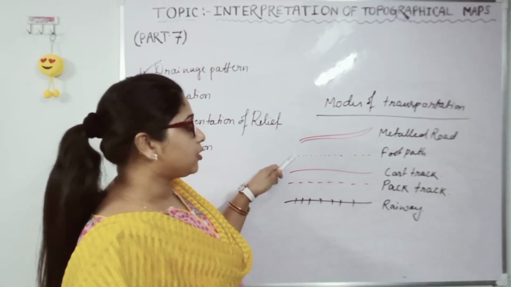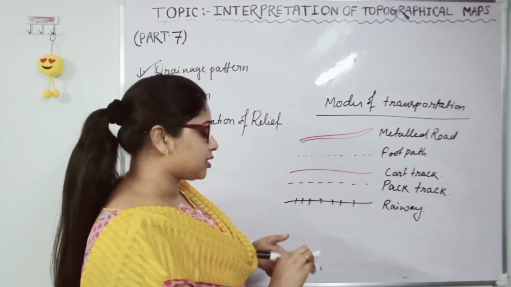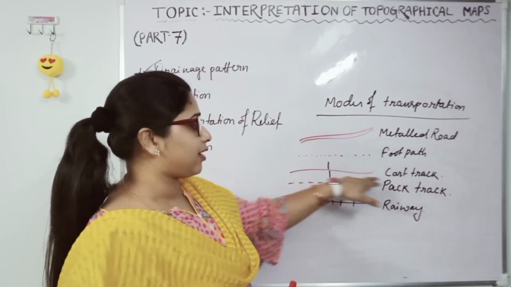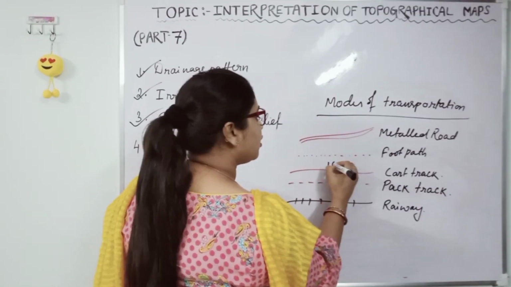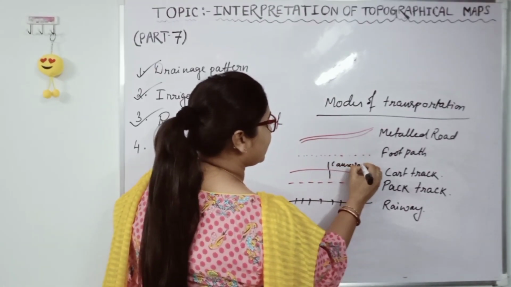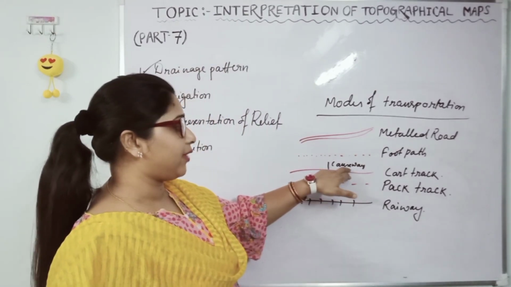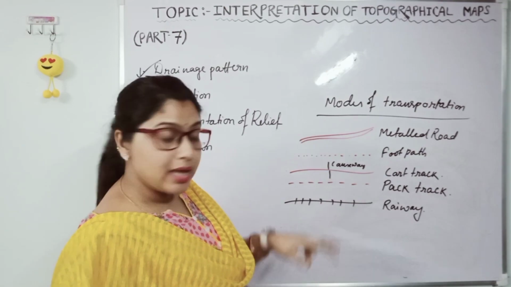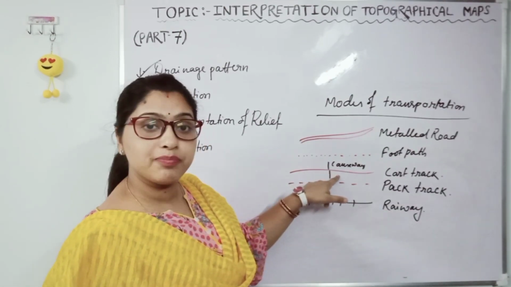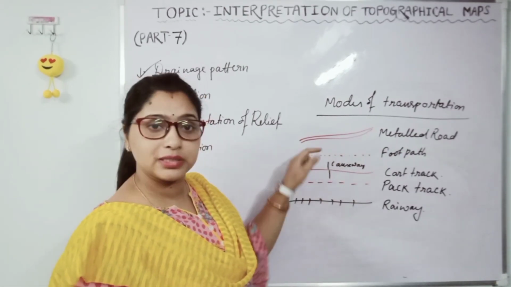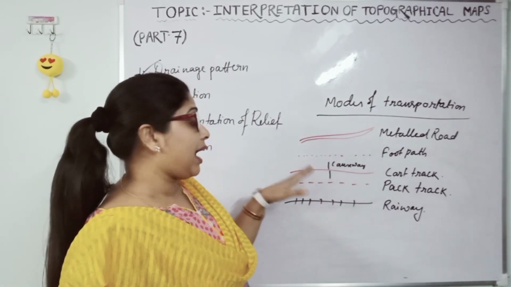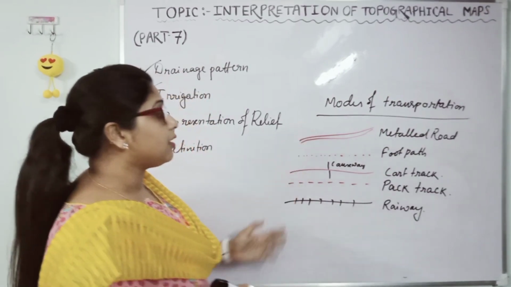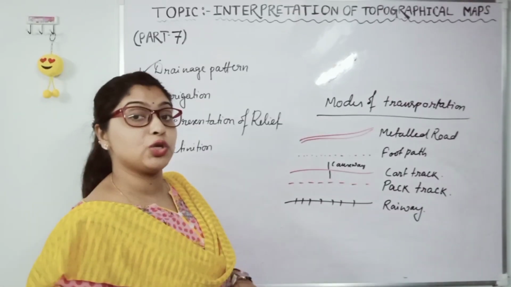Here, in this part of the cart track, you will see some dry streams, and the cart track passes over them, and it is written causeway. A causeway is a raised platform made over a dry stream. In the dry season people can move over this stream because it is dry, but in the rainy season it is not in use. Okay, so these are the main modes of transportation.